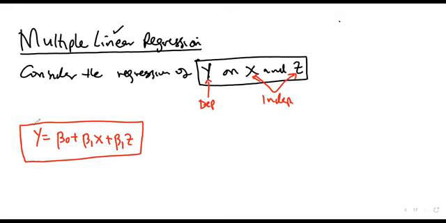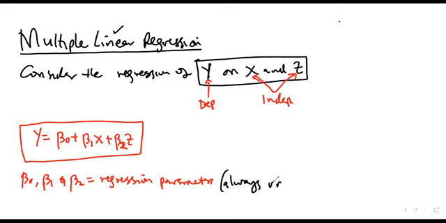Just like we explained earlier, beta naught, beta 1, and beta 2 are the regression coefficients, or the regression parameters, and they are always unknown. So if they are unknown, it means that we can only estimate them using some appropriate methodology. And just like in the case of simple linear regression, we can use the OLS method to estimate the parameters beta naught, beta 1, and beta 2.